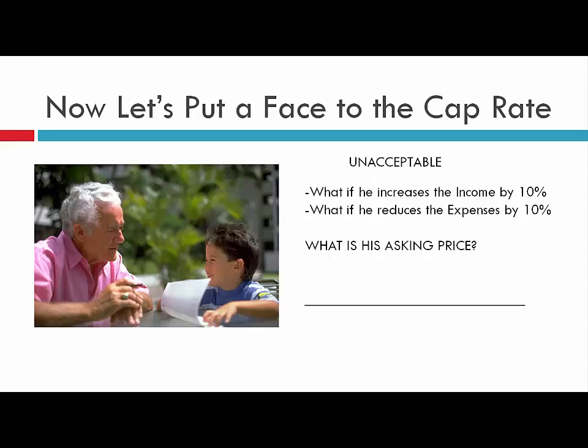And what happens if he reduces the expenses by 10%? And you might be saying, well, how can he do that? Just that quickly, how can he do it? Listen, he only has to do it for 90 days. And here's how he does it.